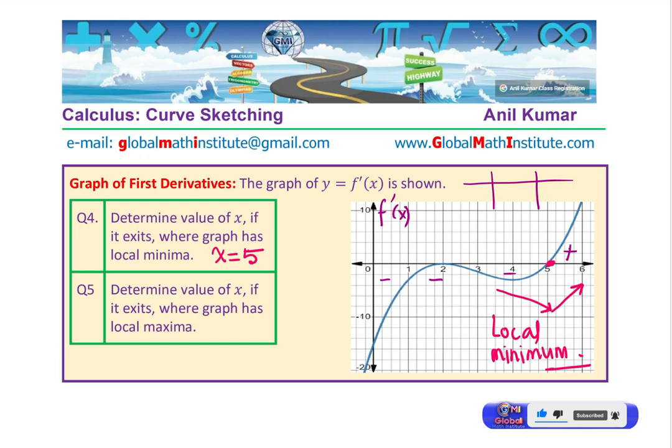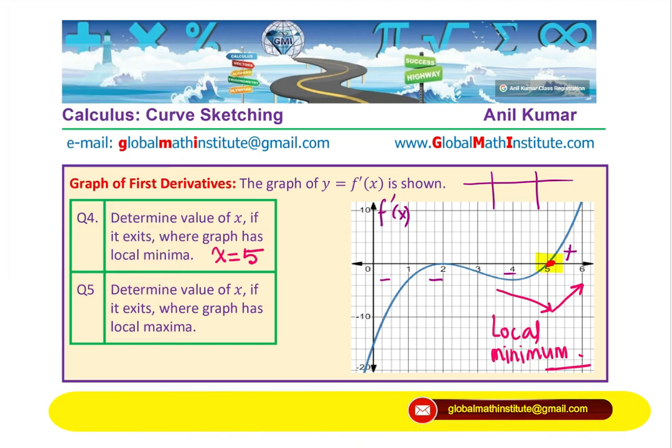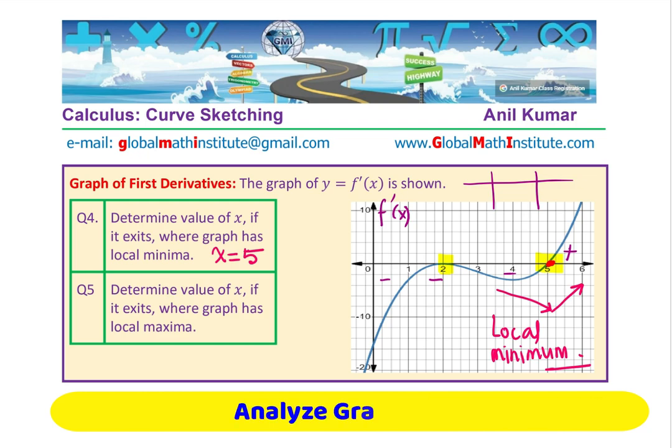So the stationary points are the points where the derivative is 0. There are 2 zeros, right? But at this 0, it is not changing from negative to positive, and therefore this results in a point of inflection, as we did earlier, right?